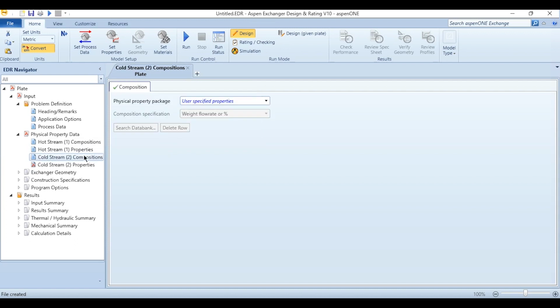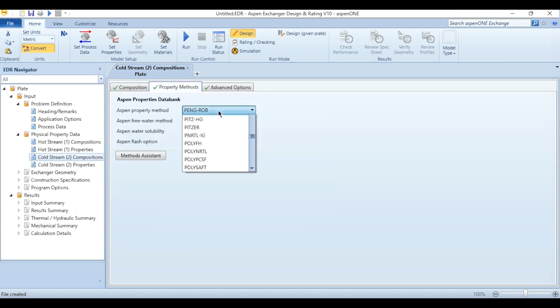Similarly, in cold stream 2 composition, again as per properties 1, in property method, scroll down, steam NBS will be selected. So we have specified everything in input. There is no crossover here.